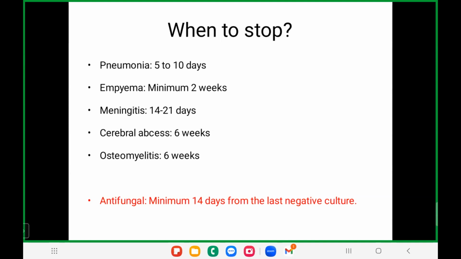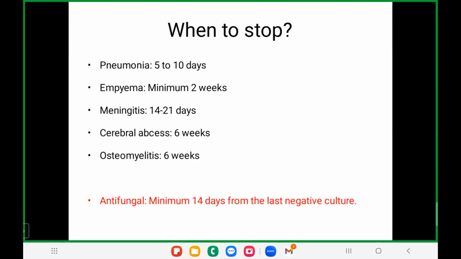The only exception is antifungal, where duration does not depend on your clinical picture. It depends on the negative culture. So you need to keep repeating the cultures for antifungal. When you isolate a fungus, you need to keep repeating the cultures every 3 to 5 days, depending on the clinical response. And from the last negative culture, you need to give a minimum of 14 days. That is what the guidelines say about antifungals.